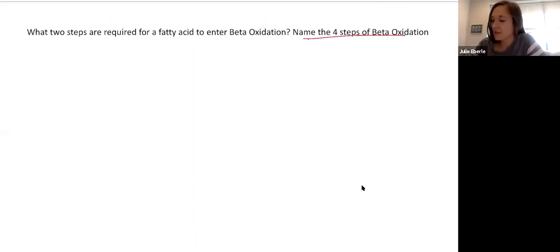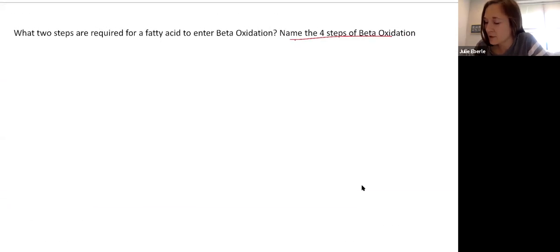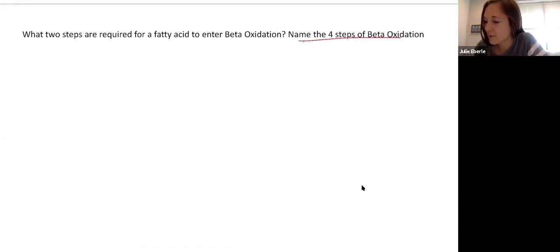So let's finish these last two slides. What two steps are required for a fatty acid to enter beta oxidation? And then let's name the 4 steps of beta oxidation. So we actually wrote these first 2 steps, if y'all remember, on the first slide.